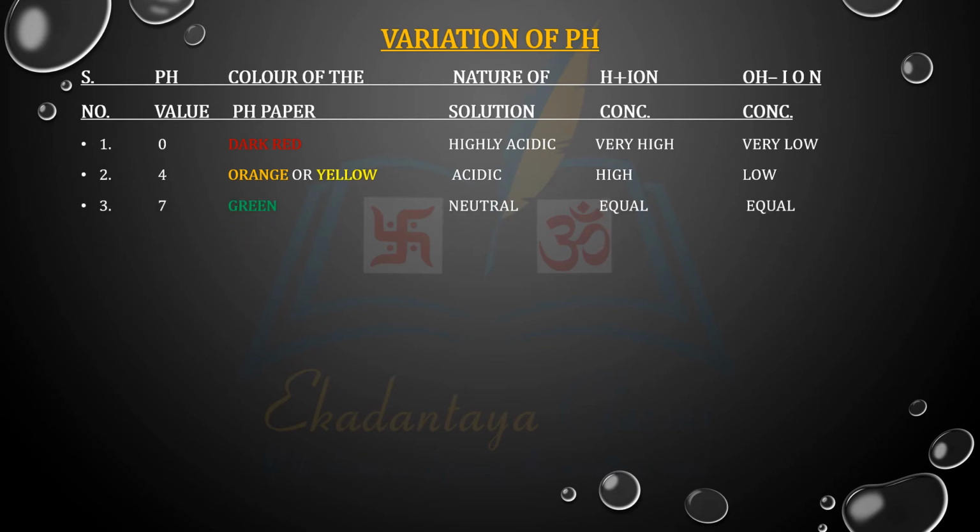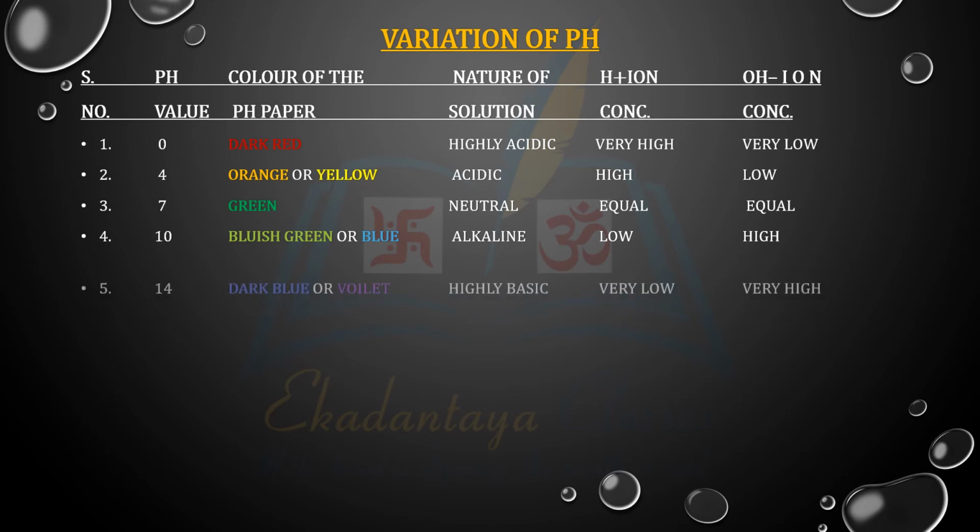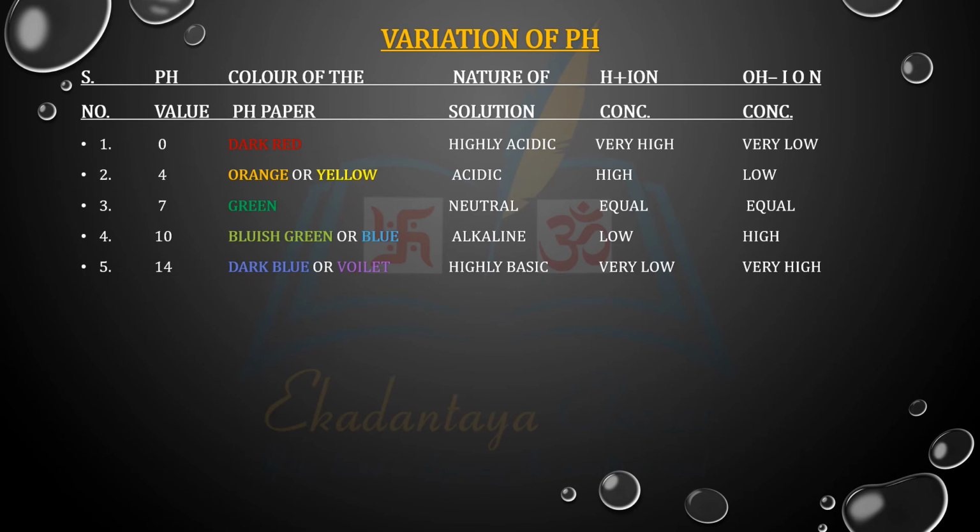Next is green, with a pH value of 7; the solution is neutral, and H+ and OH- ions are equal. Next is bluish green or blue, with a pH value of 10; the solution is alkaline, low in H+ ions and high in OH- ions. Then dark blue or violet, pH value 14; the solution is highly basic, with very low H+ ions and very high OH- ions.